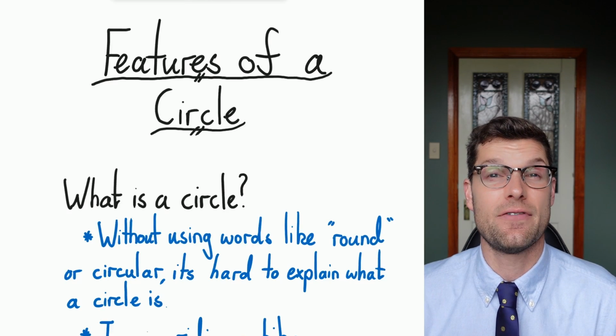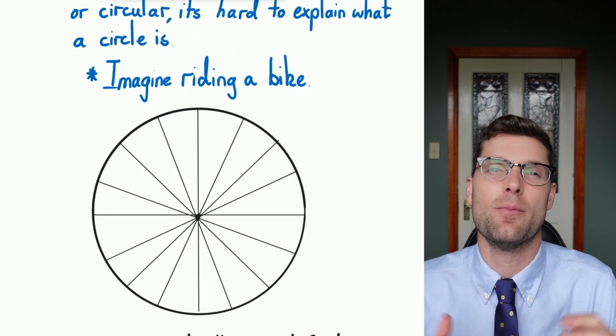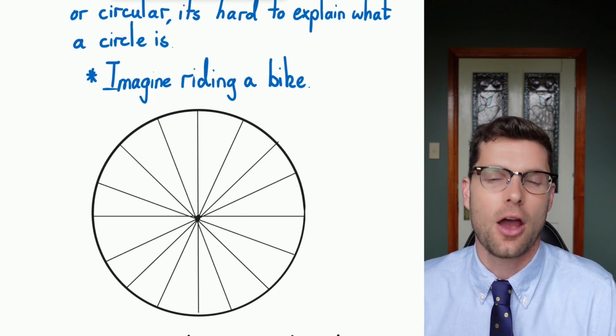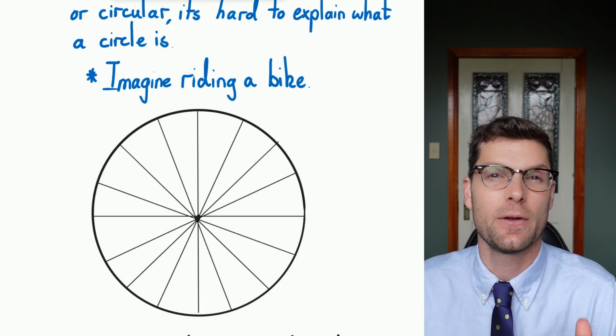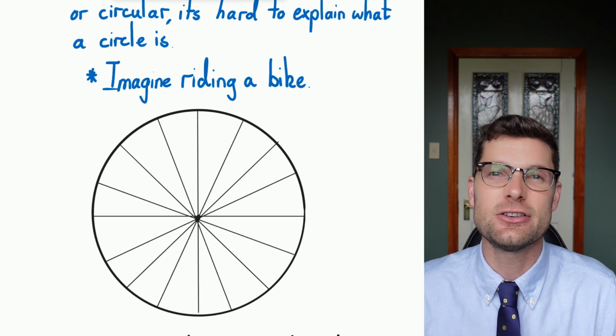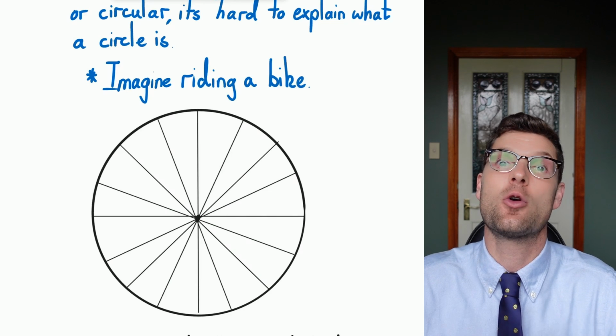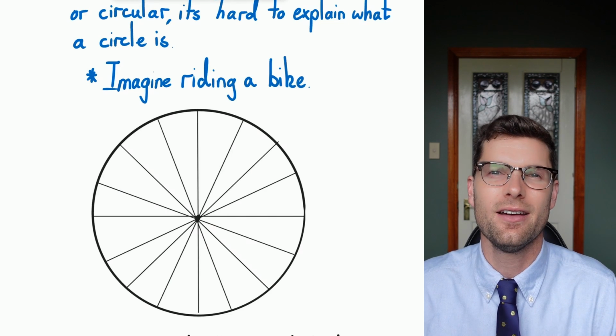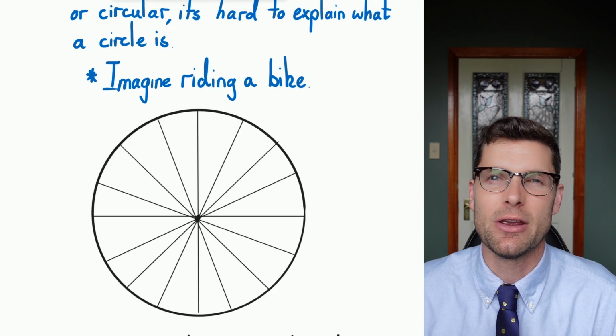So to work out what the definition of a circle is, I want you to, in your mind, imagine riding a bike. I've got the bike wheel here with the center and all the spokes going out towards the tire. So if you imagine riding along, we know that it's going to be quite a smooth ride unless we go over something bumpy or anything like that.